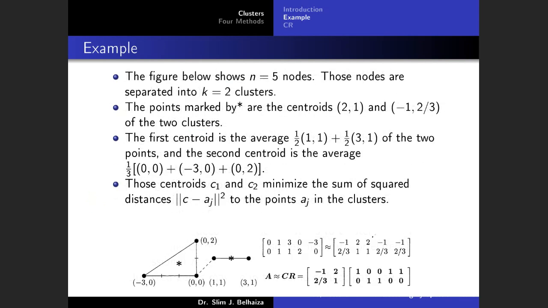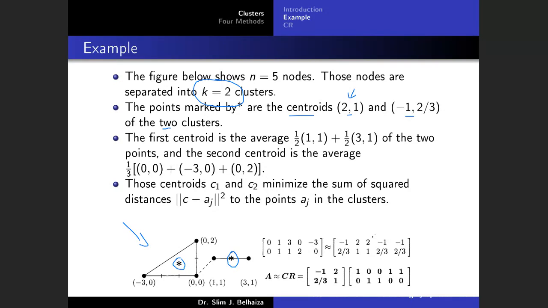As an example, the following figure shows that we have 5 nodes, and those nodes have been separated into clusters. The points marked by star are called the centroids. They're not exactly nodes or vertices of the graph, but they are the centroids of the 2 clusters. And these are their coordinates: (2, 1) and (-1, 2/3). Here we'll show how they have been obtained.